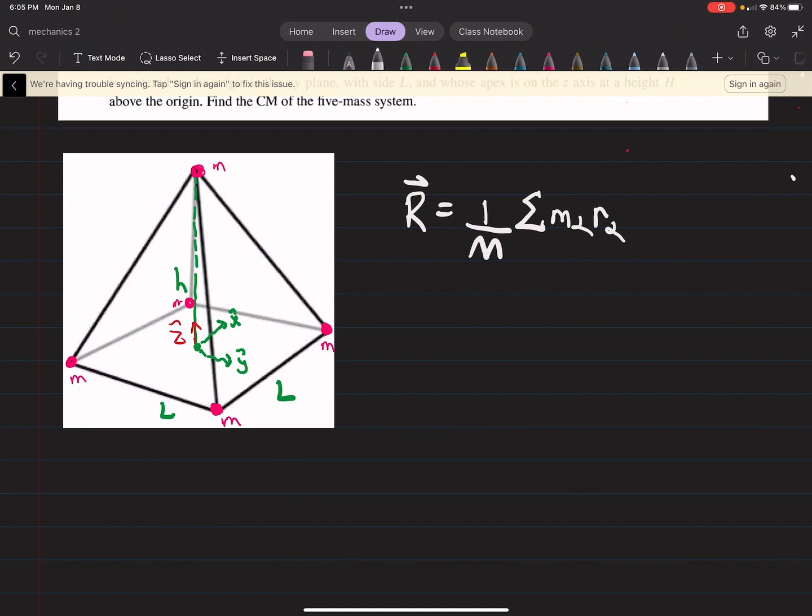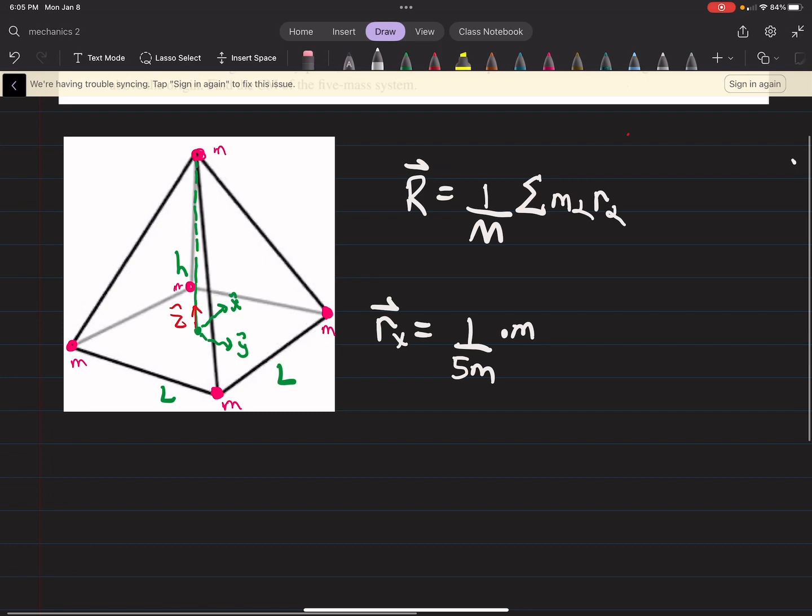So for example, for the x center of mass, it'd be 1 over the total mass, which is 5 times little m, times, so what do we have? We have m times, and what we're going to do here, we'll call this x sub i. Obviously the masses cancel, but that's not really going to matter. You can probably see from the problem the center of mass is going to be at x equals 0.